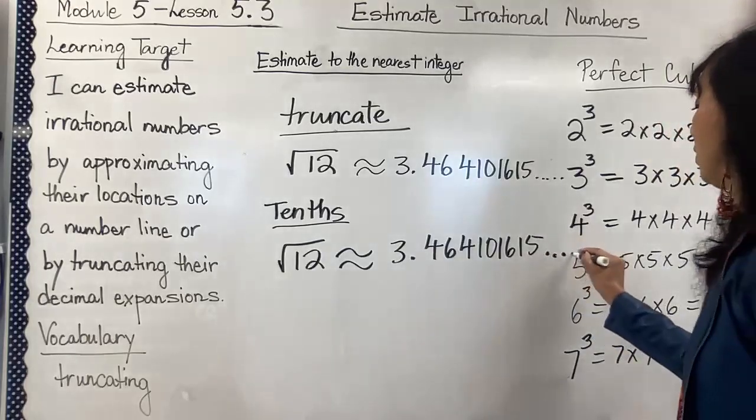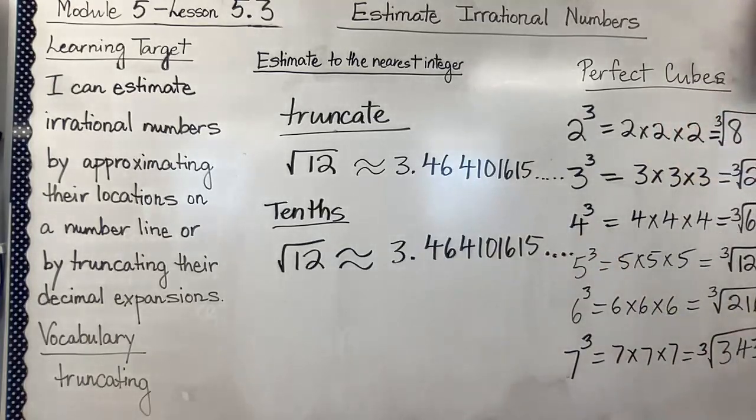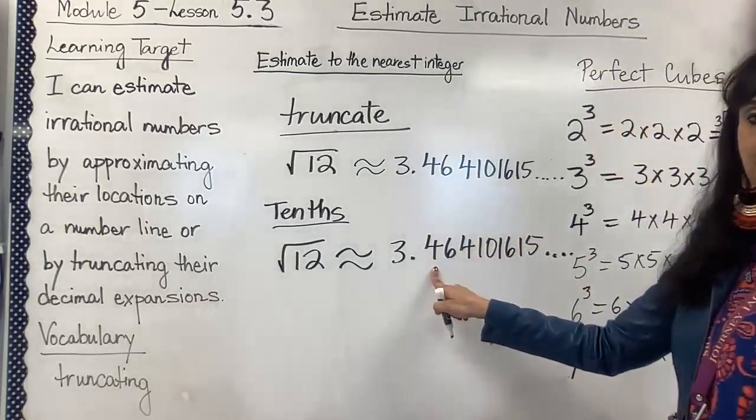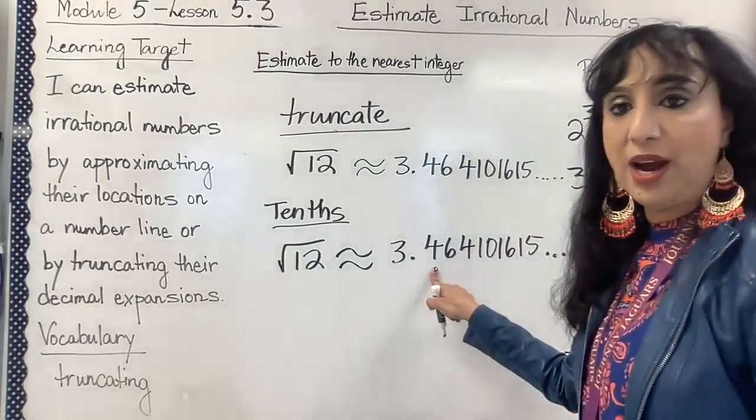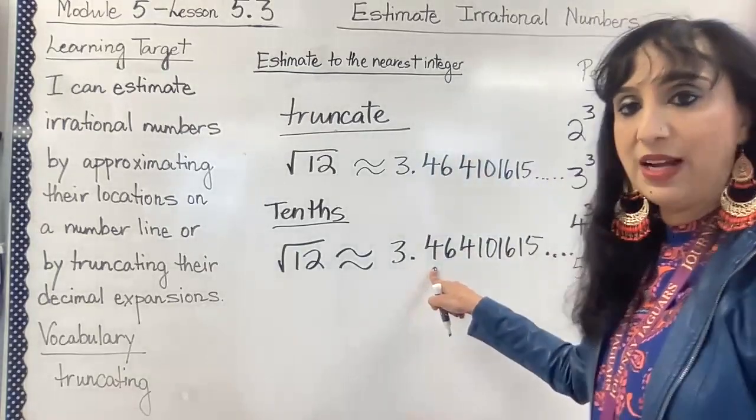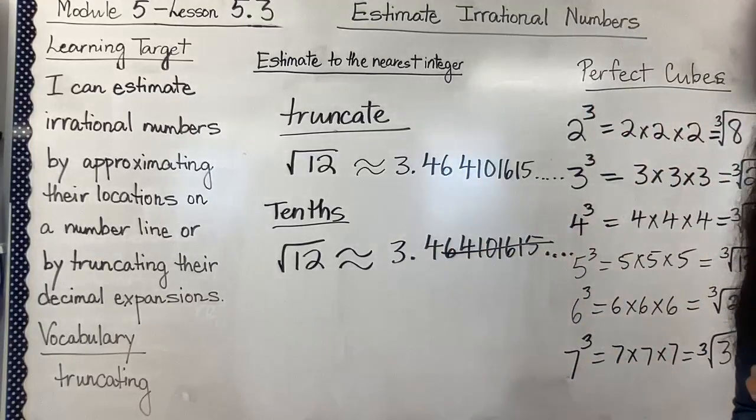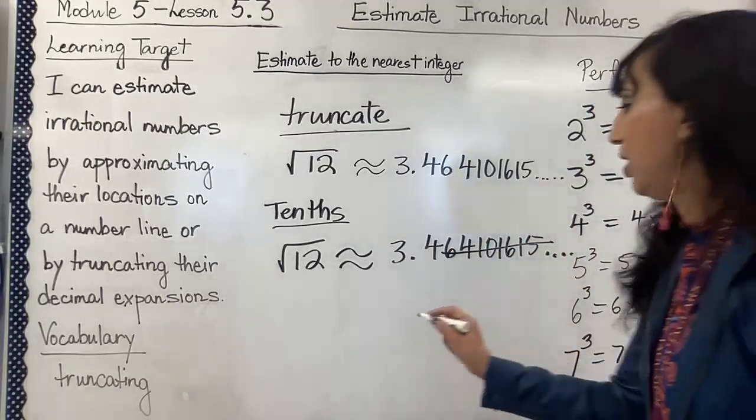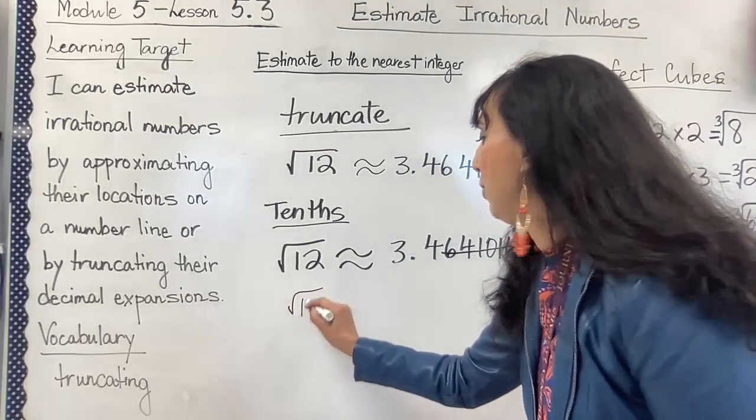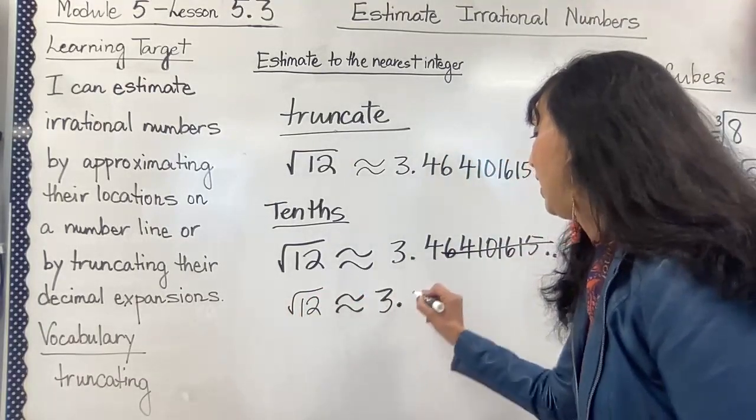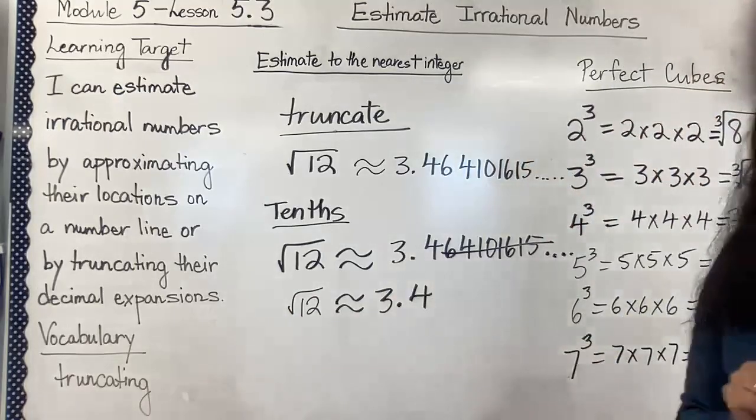Right? So truncating basically means if I'm saying 10th, I'm just going to look at the 10th place value, which is this one. The number right after the decimal is the 10th place value, right? So what am I going to do? I'm going to remove everything else. So my answer in this case, if I'm doing the 10th place value, would be approximately 3 and 4/10.